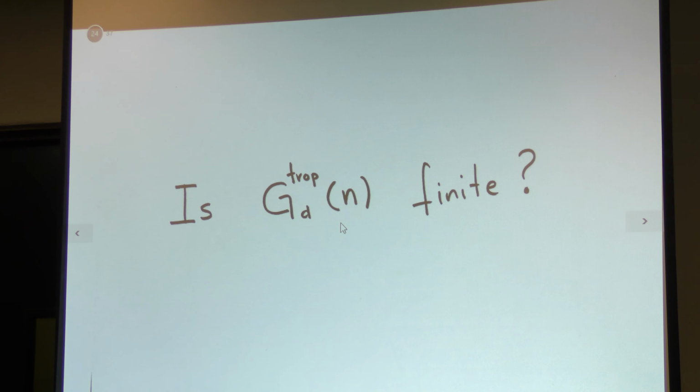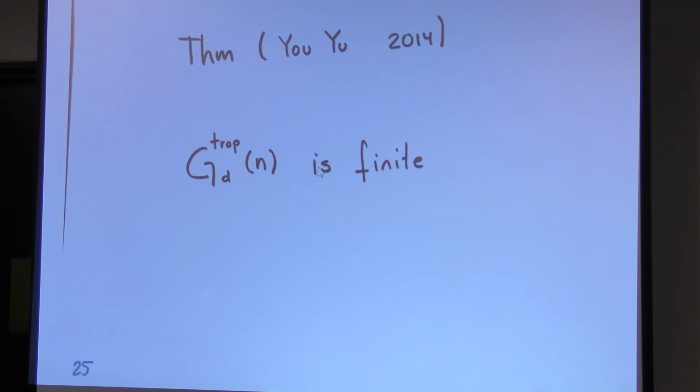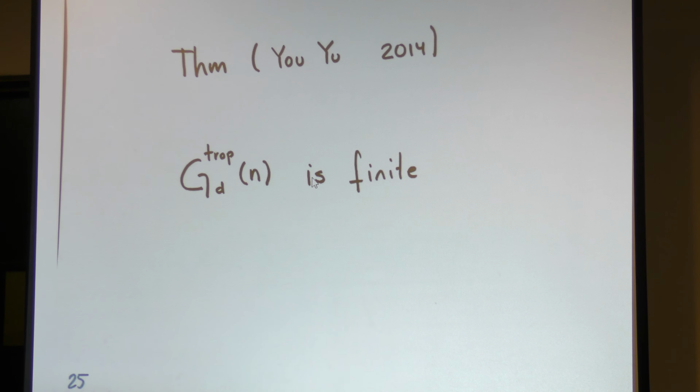First question: is this number finite? Or can we construct, if I fix n, something with genus as big as I want? This is a theorem of Tony Yu in 2014, and he proved that this number is always finite. But he made a super huge bound.